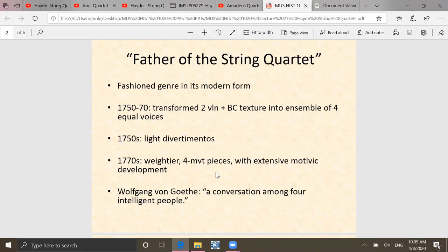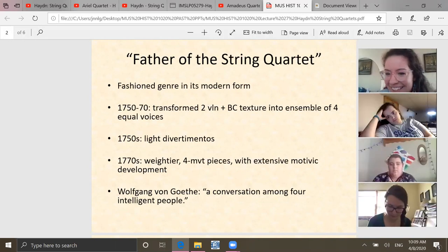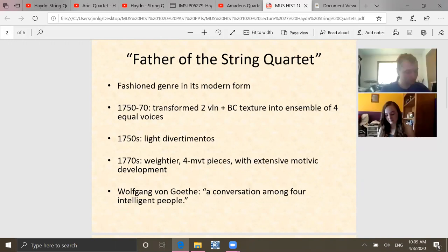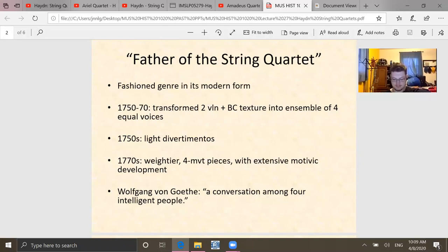I invite anyone to actually answer, but has anyone heard of Wolfgang von Goethe? I'm gonna look at your faces. Yay, I'm seeing some head nodding. No, I'm seeing some head shaking, and that's cool too.